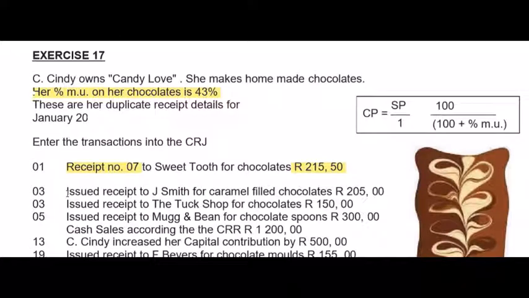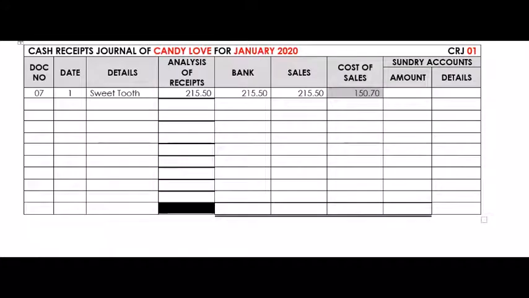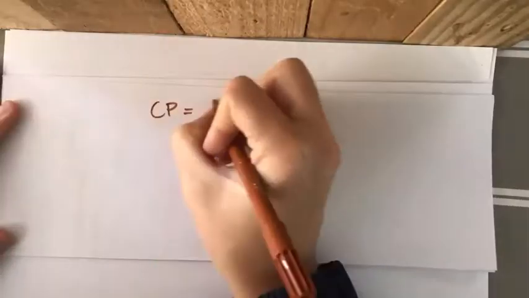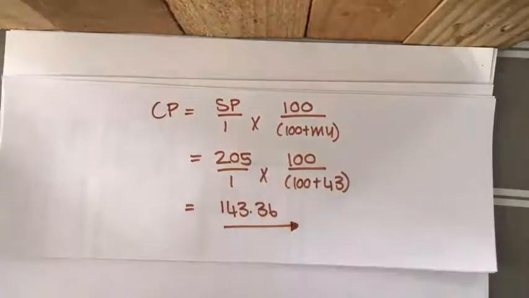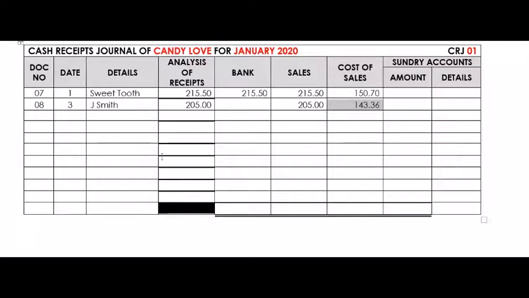The next transaction was on the 3rd, but there are 2 transactions on the 3rd, so this will affect when we bank our analysis of receipts column. We issued a receipt to J. Smith for caramel-filled chocolates, 205 Rand. So it will be receipt number 8. On the 3rd to J. Smith, we received 205 Rand from him, but it's not the last transaction for the day, so we don't bank yet. Skip the bank column and indicate that it was for a sale. Calculate your cost of sales. And write your answer in the cost of sales column.